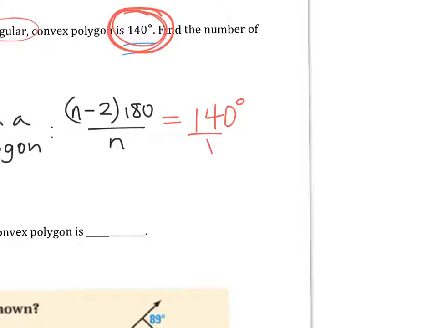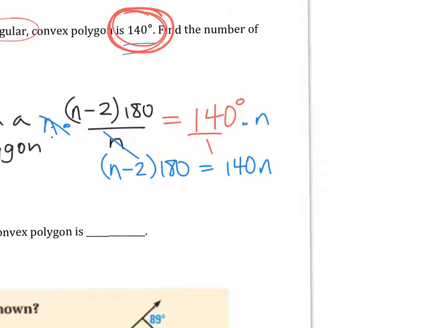You can cross multiply, or some people might say, hey, just multiply out the n, right? The n cancels over here, and now we've got n minus 2 times 180 equals 140n. Now, remember, if we want to solve for n, we got to get the n's on the same side. So what should we do? Use your algebra skills.